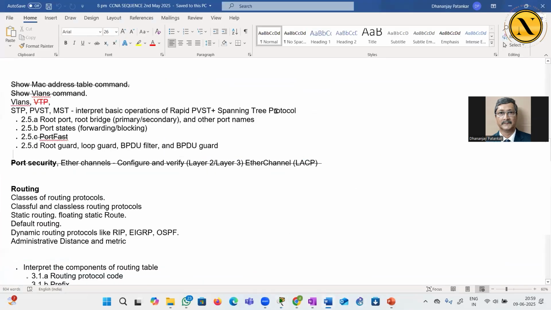Therefore, can I strike this off? Root guard? Yes or no? Strike through? The command is spanning-tree guard root under the interface. Understood or not understood?